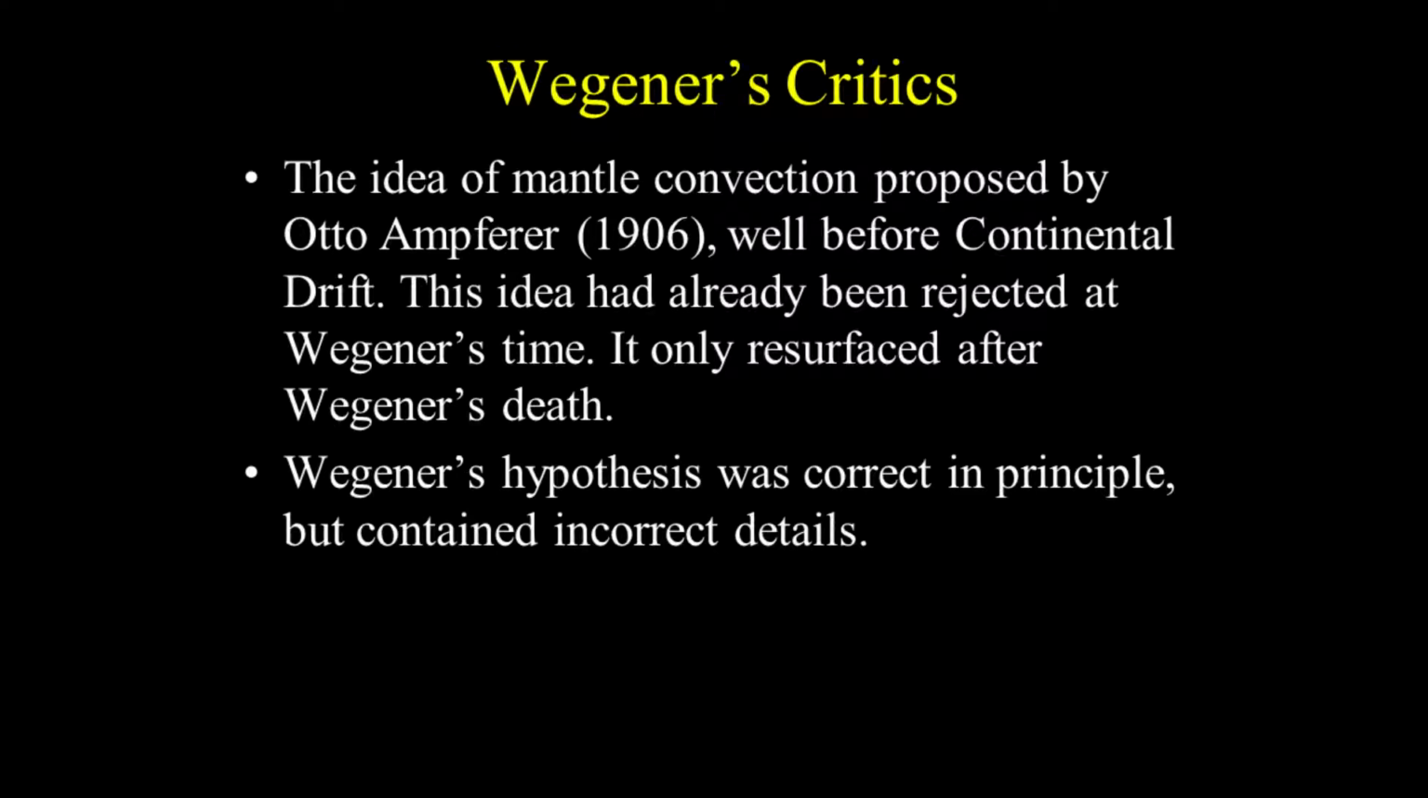The idea of mantle convection, which was included in Wegener's arguments, was actually proposed by Arthur Holmes in 1906, well before continental drift models, but this theory had already been rejected by Wegener's time. It resurfaced only after Wegener's death. Anyway, it is well accepted today that Wegener's hypothesis was correct in principle, but contained some incorrect details. That is how science sometimes works.